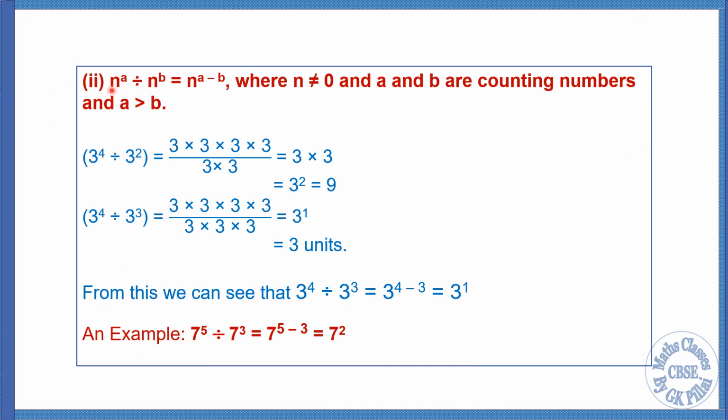The next one, a to the power of m divided by a to the power of n. You may write it as a to the power of m upon, as a fraction, a to the power of n. So the result will be a to the power of m minus n. The powers are different, the bases are same, but there is a division sign. It will be a raised to the power of m minus n. Here m and n are counting numbers and m is greater than n.